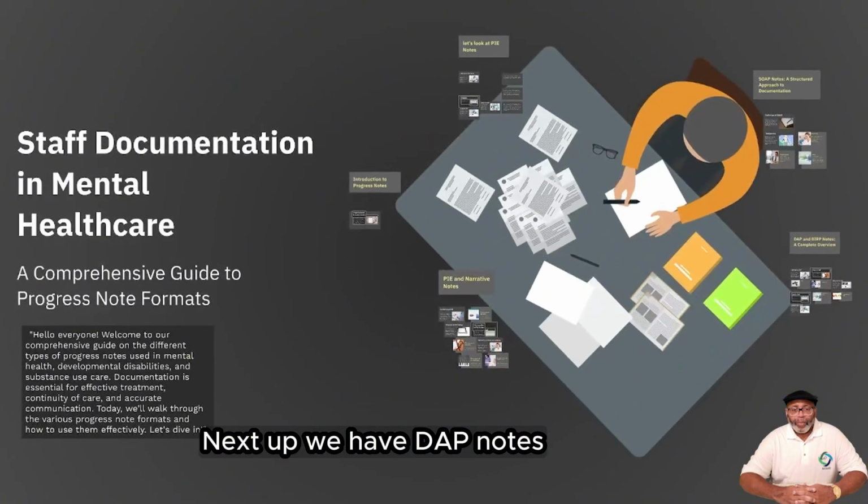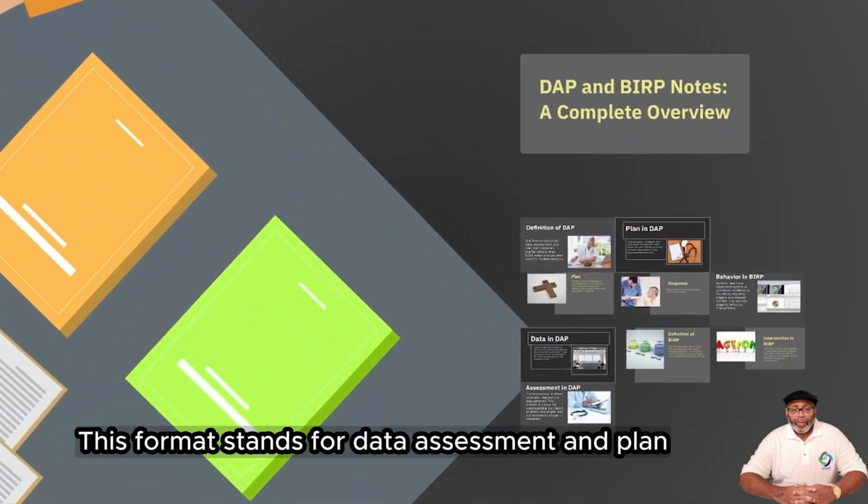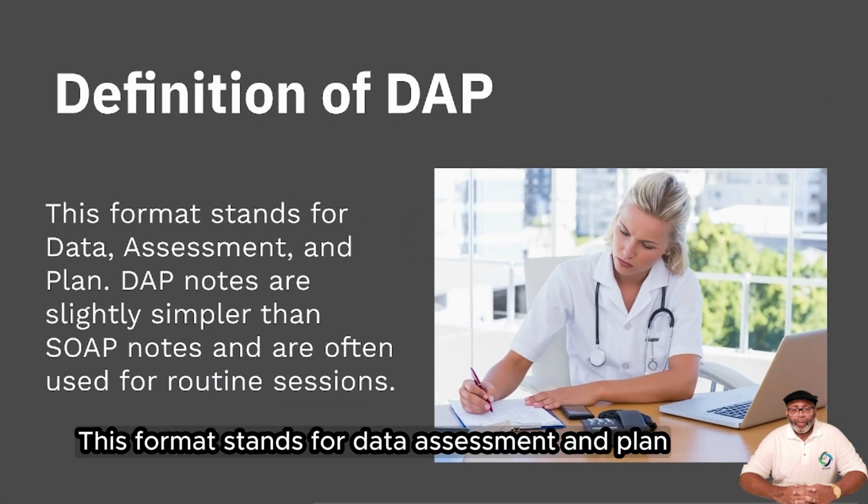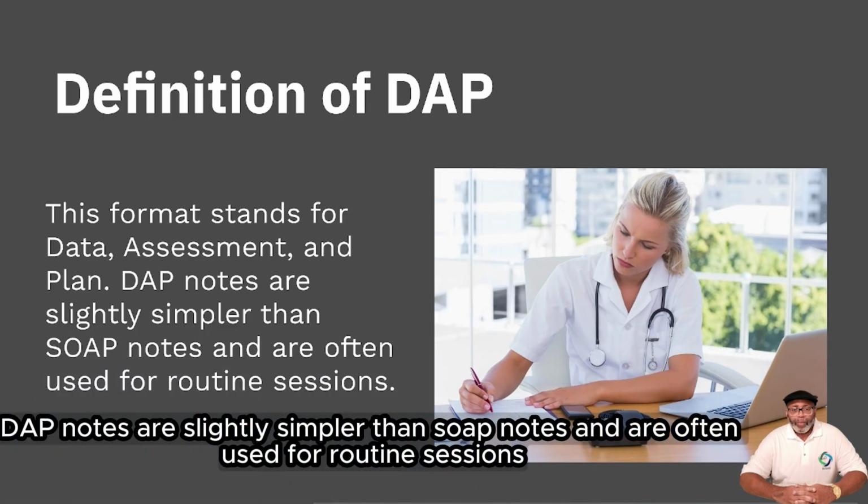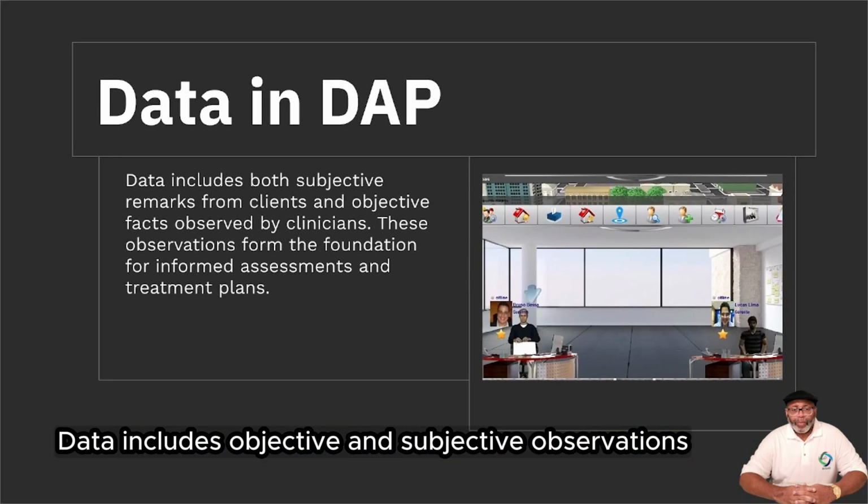Next up, we have DAP notes. This format stands for Data, Assessment, and Plan. DAP notes are slightly simpler than SOAP notes and are often used for routine sessions. Data includes objective and subjective observations.